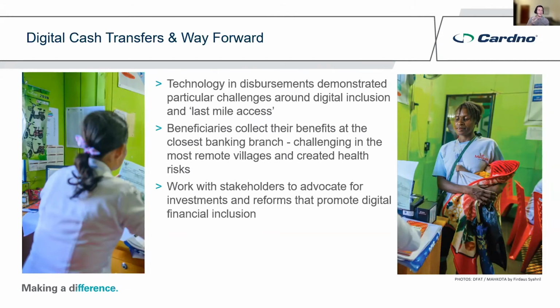But there still is this aspect of the last mile access that needs to be overcome. So both the Makota program that we implement and the Australia-Indonesia Partnership for Economic Development program, both funded by DFAT, are working with the government and private sector counterparts to advocate for reforms that promote digital financial inclusion. This includes policy reform and investing in cost-effective connectivity solutions and infrastructure. The intended objective, of course, is to facilitate the enabling environment that improves technology's access and function and integration so that it is much more inclusive across wider demographics.